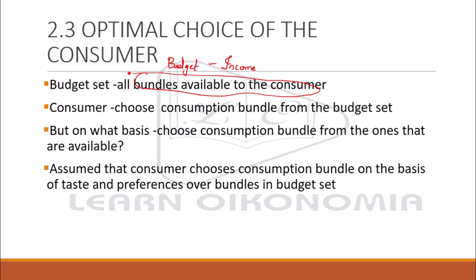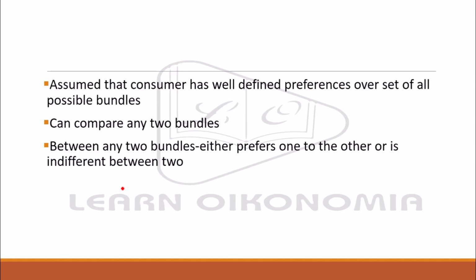So the consumer would be able to choose the consumption bundle from the budget set. But we need to ask the question, on what basis would I be choosing a consumption bundle from the different bundles that are available to the consumer? Here we need to assume that the consumer will be choosing a consumption bundle on the basis of his taste as well as preferences over the bundles which are given in his budget set. So here the role of taste and preference matters. Let's see more about this.